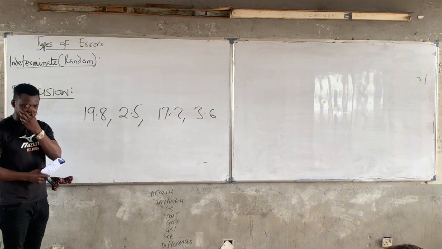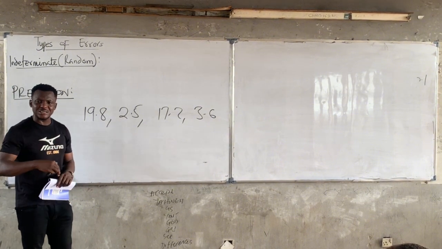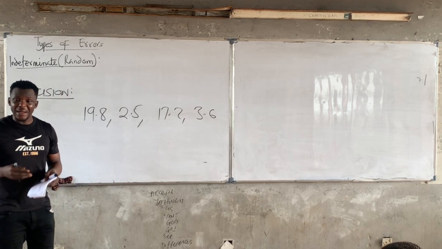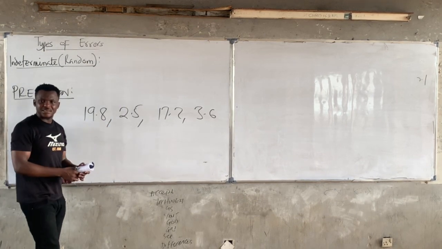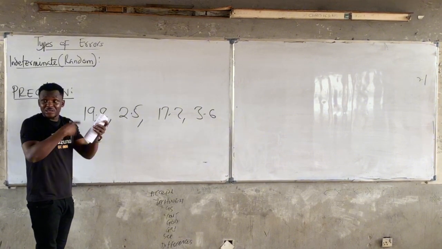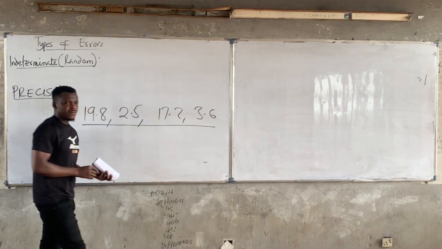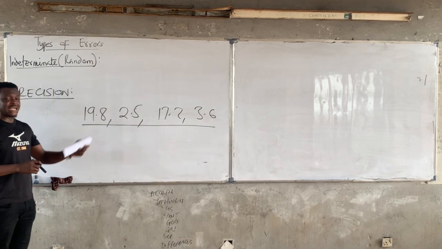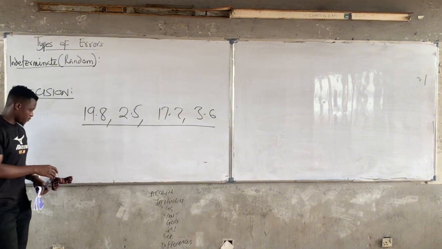Which type of error is this? This is random error, because I told us that random errors are characterized by random variation in their values. This one is scattered. This one is smaller than this. They are actually random. So anytime values are scattered this way in a random manner, the error that affects them is what? Indeterminate or random what? Error.